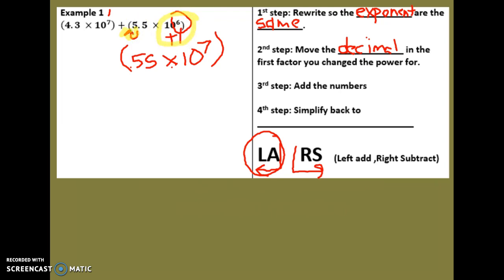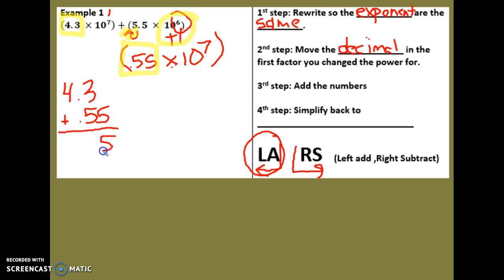Now that both of these are written with the same exponent of 7, we're going to look at the first factor in both scientific notations. One is 4 and 3 tenths, one is 55 hundredths. So now we're simply going to add the two together. And remember, when you add decimals, you have to line the decimals up. Now, if you use a calculator to help with your addition, that's completely fine. But if you do it by hand, you have to make sure you line up the decimals.